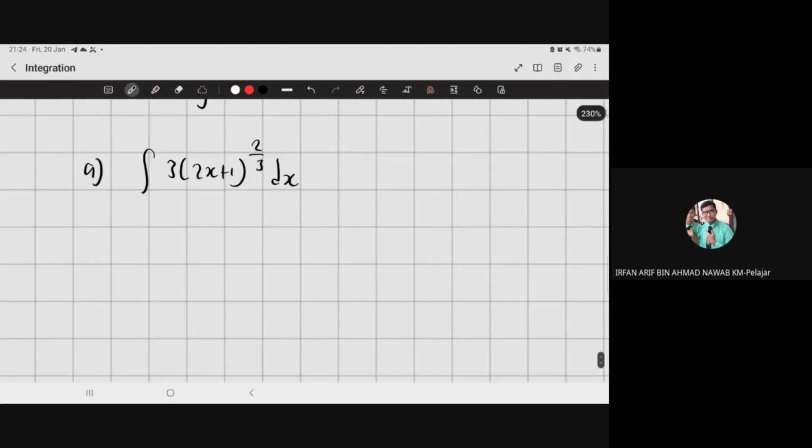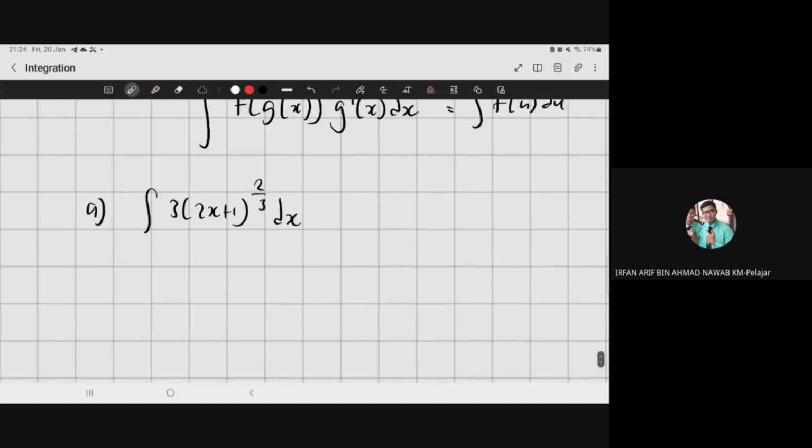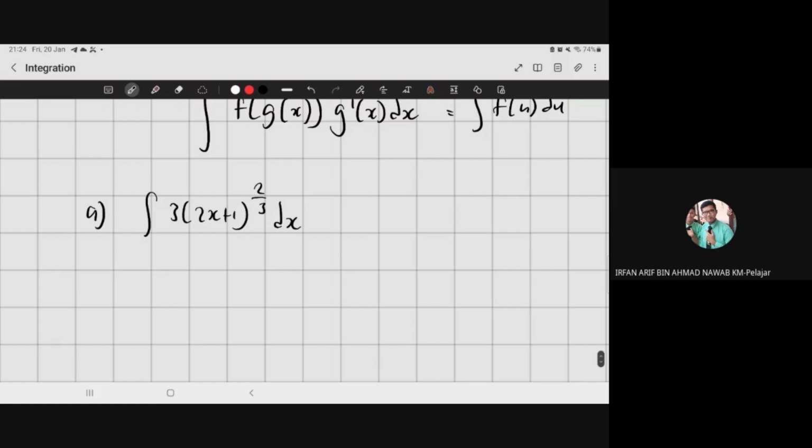First you have to identify which one is suitable. By the way, there is no easy method for substitution. It's a trial and error method. But the more you do questions which relate to this particular method, the more familiar you become with how to execute this kind of question.